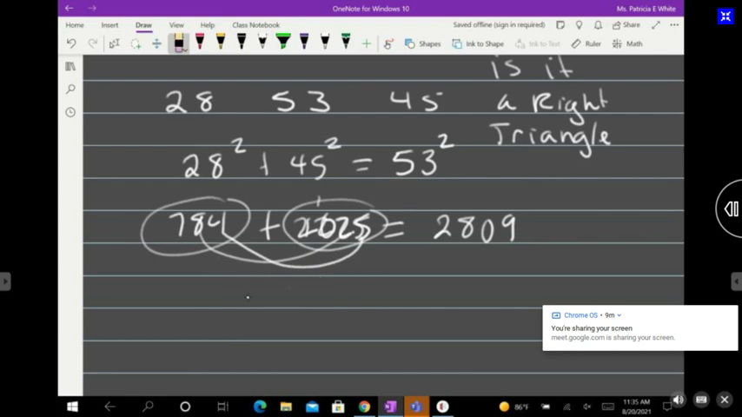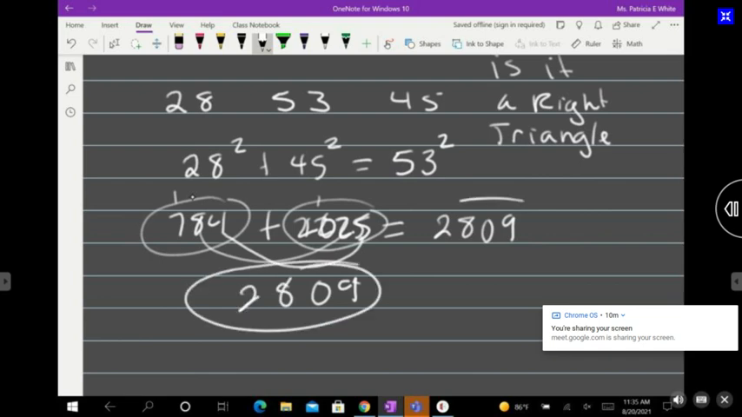So we got a 9. And we got a 10. And we got an 8. And we got a 2. So did I make a right triangle? If the numbers come out the same, my answer is yes, I have a right triangle. If my numbers come out different, my answer is no, I do not have a right triangle.